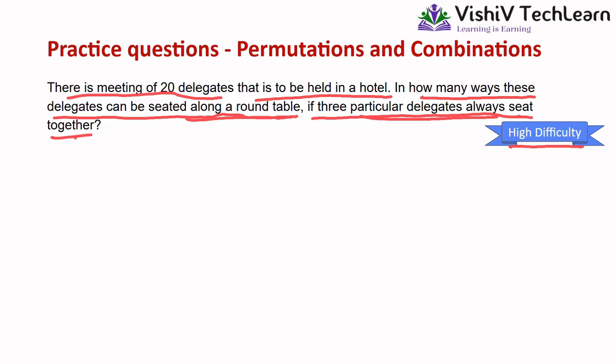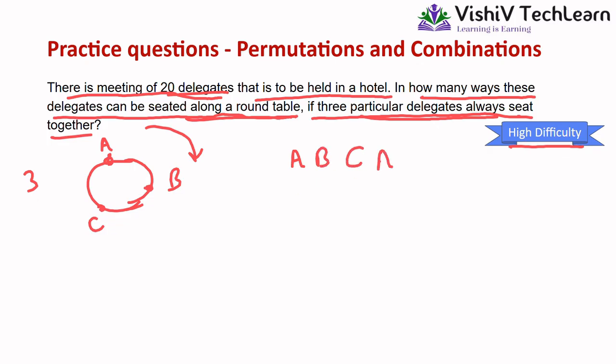Now when we are considering 20 delegates sitting around a round table, let's consider an example of 3 delegates, A, B and C. In this case, how many ways are there? For this we have to select either clockwise or anti-clockwise. Let's go with clockwise, and if we always start with A, then one of the ways is A, B, C, and again A, since it is a round table. This can be one of the ways.